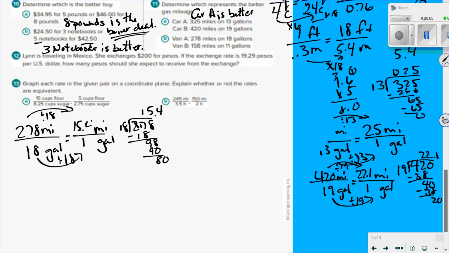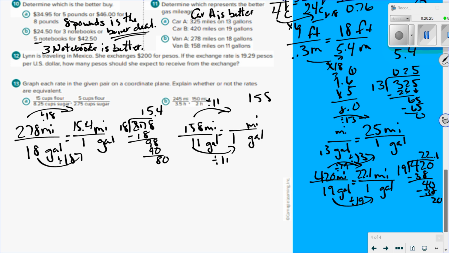My second one gives me 158 on 11. Same deal. Miles, gallons. Go fill in all of your units. The rest of it should work its way out. So I'm dividing by 11. 158 divided by 11 is going to go once. 48 is going to go 4 times. 40 is going to go 3 times. So 14 and 3/10. Those aren't true rounding, but I already know that the first one is better. So in this case, A is better.